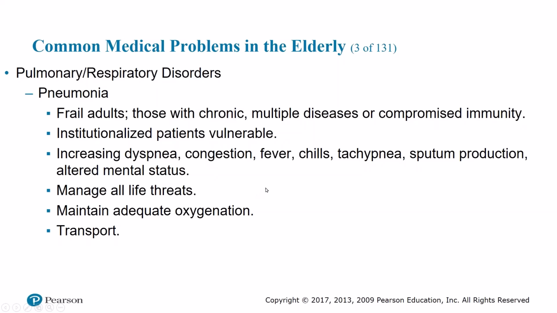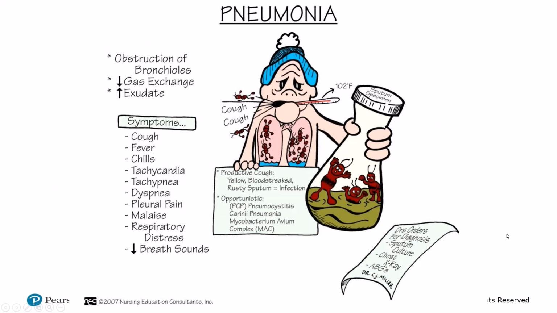But individuals will complain of shortness of breath, chest congestion, maybe a sore throat, fever, chills, tachypnea, overall increase in sputum production, altered mental status as things get worse. And again, as we talked about, manage the life threats, give them adequate oxygenation in whatever manner you need. And here's a nice little review of what's going on. Typically with pneumonia, we'll see a temperature in excess of 102. In the ER, they'll grab a sputum specimen. Diagnosis: culture of sputum, chest x-ray, ABGs, as well as VBGs. They can get the venous blood gases as well.